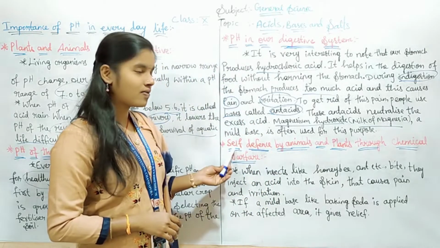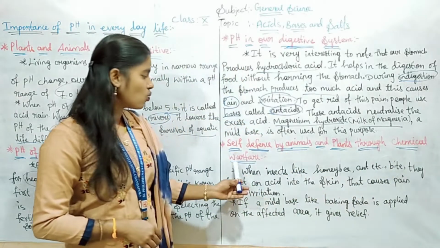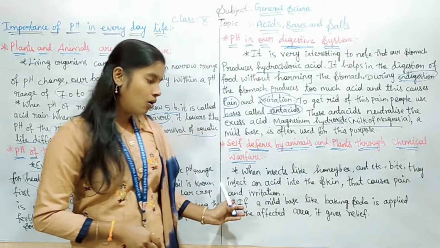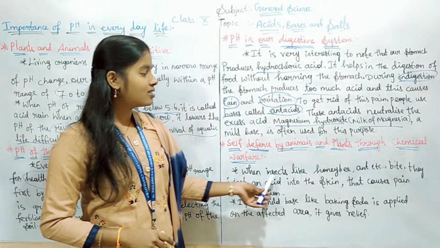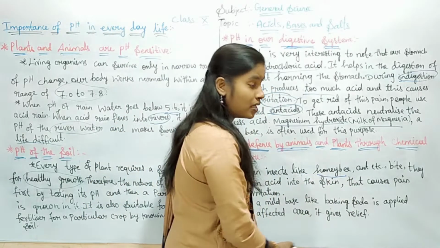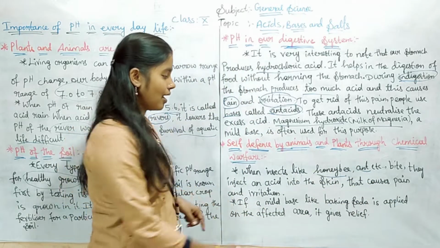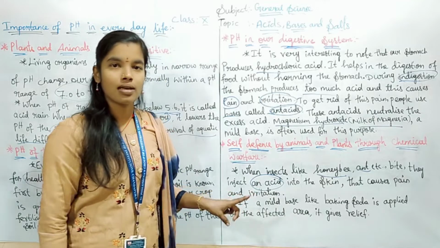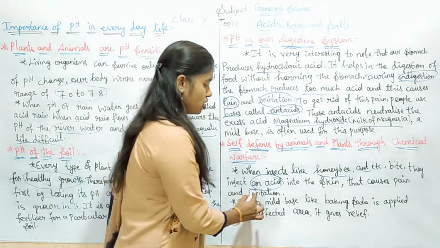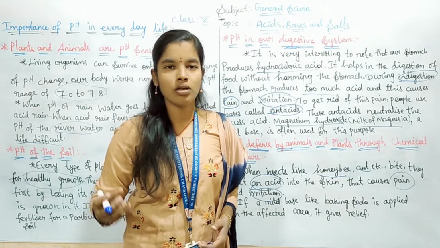And the next one is self-defense by animals and plants through chemical warfare. Listen, self-defense by animals and plants through chemical warfare. Here you can see insects like honeybee and ant, if they bite, what happens? They inject an acid, methanoic acid, into the skin. That causes pain and irritation. So because of that acid, we get pain and irritation.